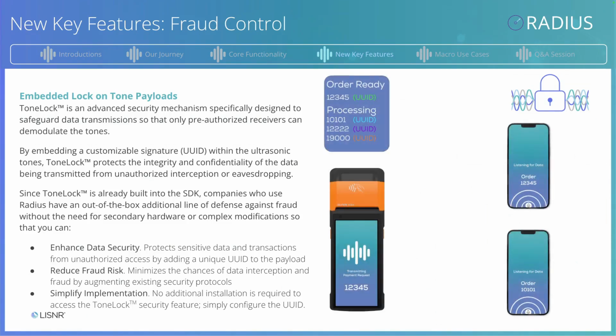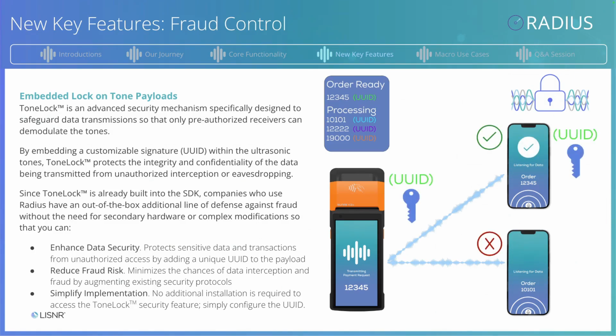So ToneLock leverages a unique UUID that is set in the header of an outgoing radius tone transmission. If the UUID of the transmitted payload does not match the UUID set by the receiver, the payload cannot be received. This prevents anyone from being able to receive the payload except the intended recipient. This provides enhanced fraud control for merchants and consumers. The UUID for transmitters and receivers could be placed into an application statically, or it could leverage a backend integration to have a dynamic UUID.